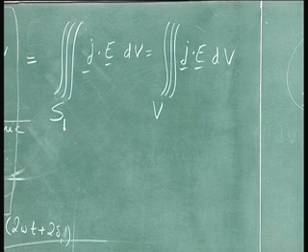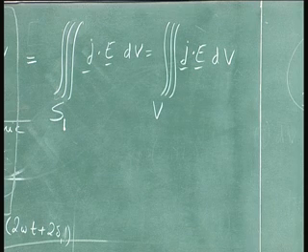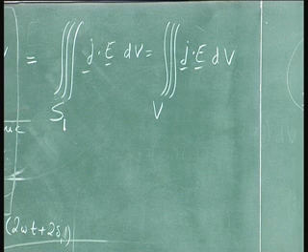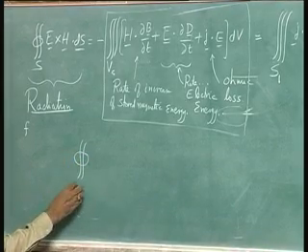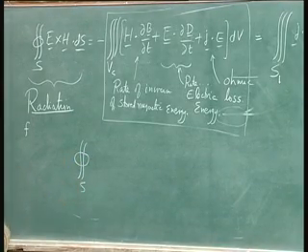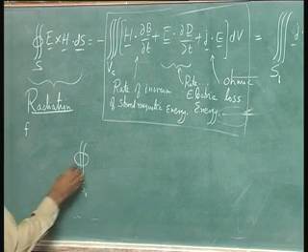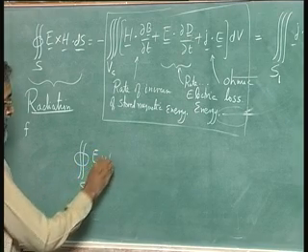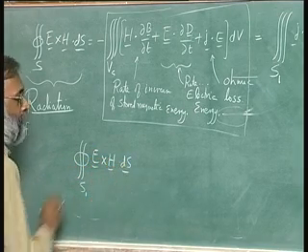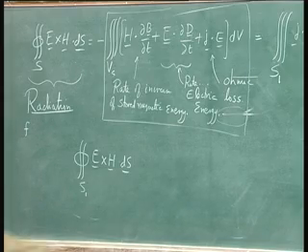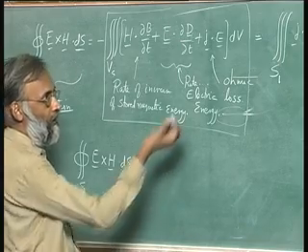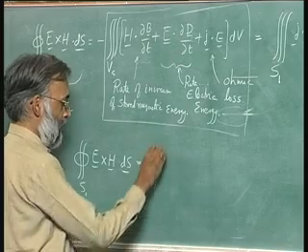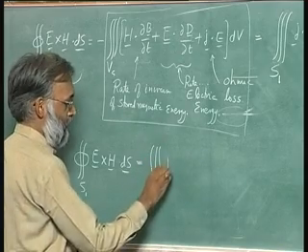Now, what is interesting about this? I am going to write it down again so that you can look at it. What is interesting about it is that the left hand side, which is a surface integral over a surface S1 of E cross H dot ds, is not an integral over S1 at all. It is a volume integral over V of J dot E.